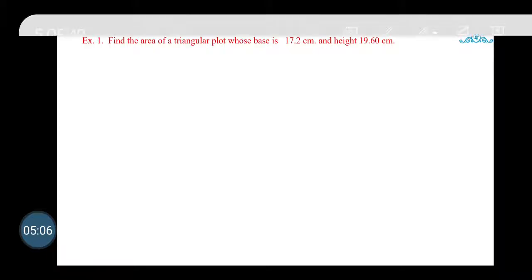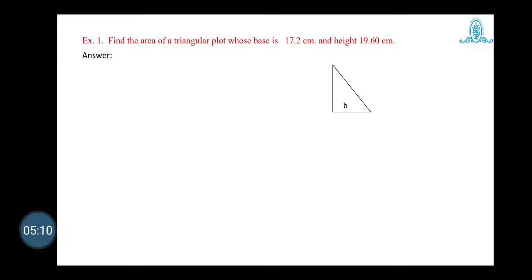Okay. So the triangle is given. See, this is the triangle having b as the base and h as the height. So its formula is what? Half base into height. Substitute the value of base, which is b is equal to 17.2 and h is equal to 19.6. And after putting this, we get the area which is equal to 168.56 square centimeter. After calculations, we get the answer for the area of the triangular plot.